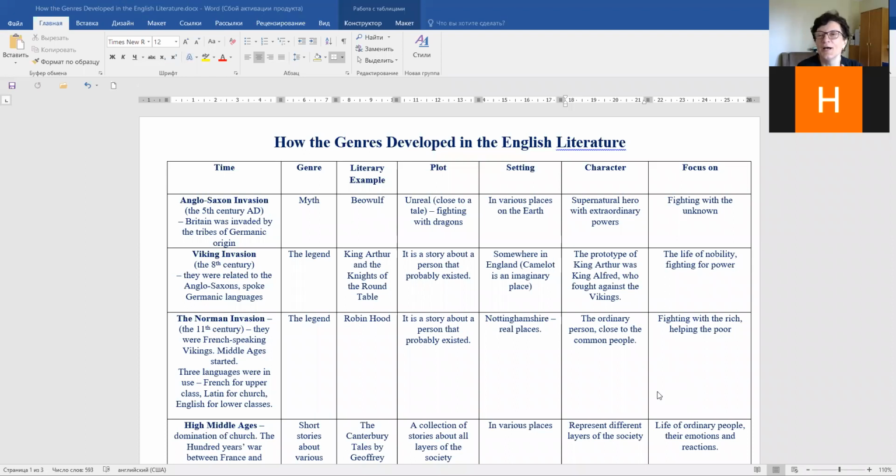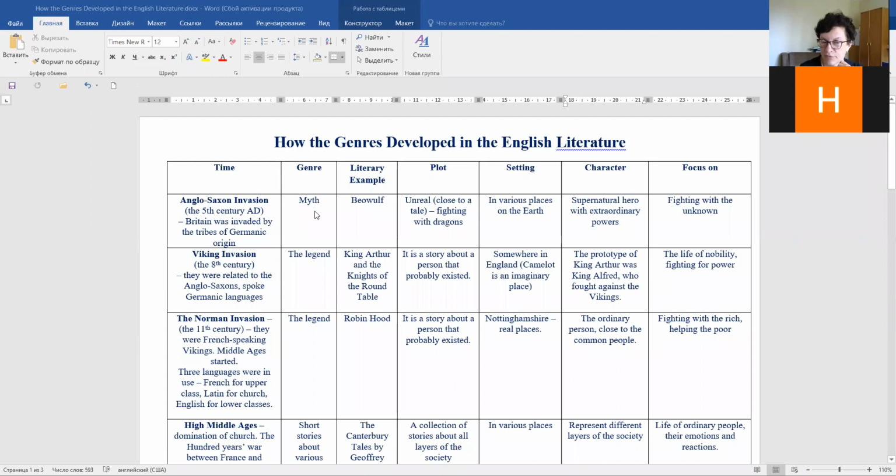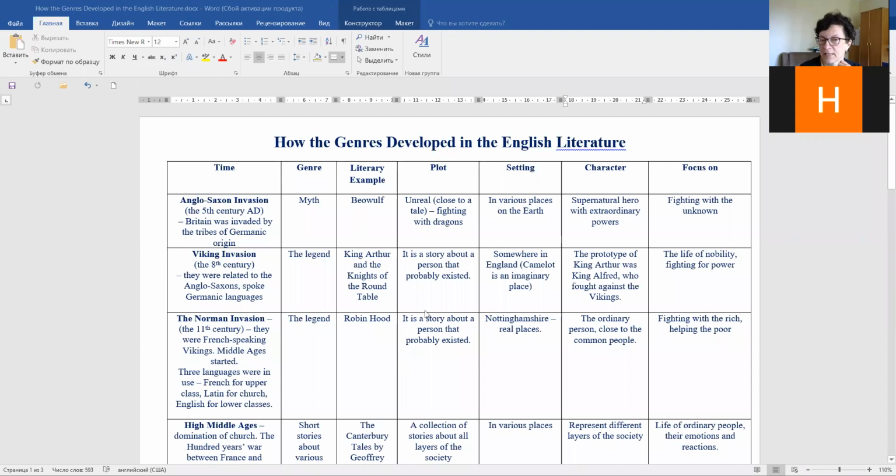Okay, so today we're talking about how the genres developed in English literature. We'll talk about the time, different periods. We'll also talk about different genres and how they developed, and we'll discuss literary examples, plot, setting, character, and what the focus was on. Natasha, please start talking about the Anglo-Saxon invasion and Beowulf as the example of literature at that time.